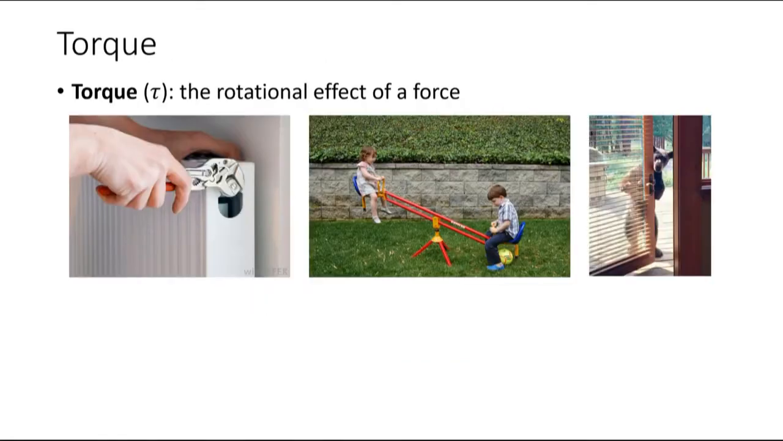Okay, so it turns out the answer is something which we call torque. Torque is given the symbol tau. It's like a curly T or something like that. It's a Greek letter tau. And it's really defined to be the rotational effect of a force. So this is what allows you to loosen a nut, or here we have these two kids on the teeter-totter, which is rotating, or if you think about opening a door, you're exerting a torque on the door.